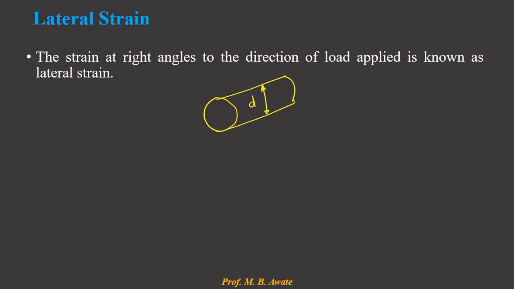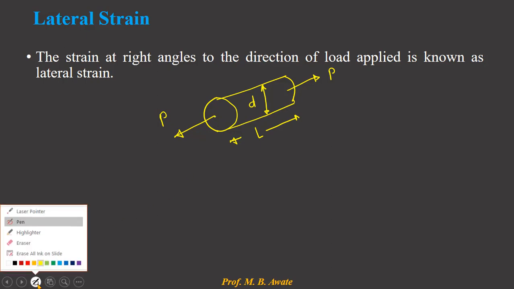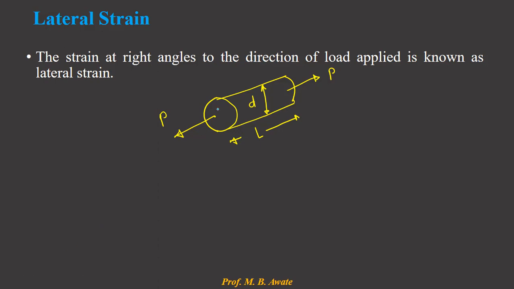Okay, it has its diameter D and its length L. The initial length is L. Now I will apply a tensile force P on this circular rod. And dear students, we know that after application of this tensile load, the diameter of this cylindrical rod is going to decrease, which I have shown here in blue color, and the length of this rod has increased.